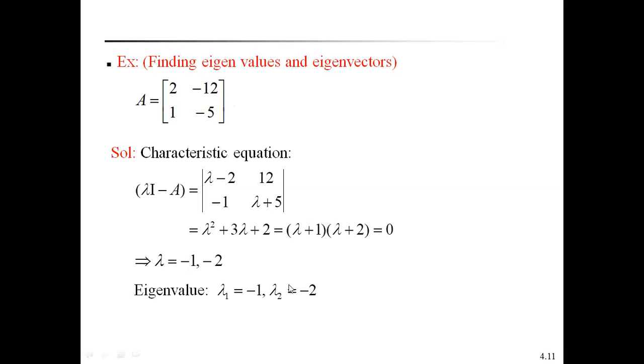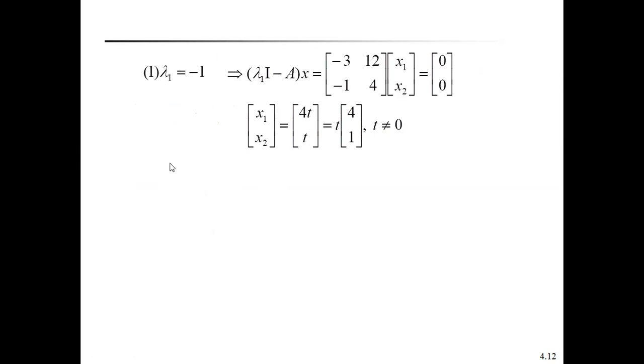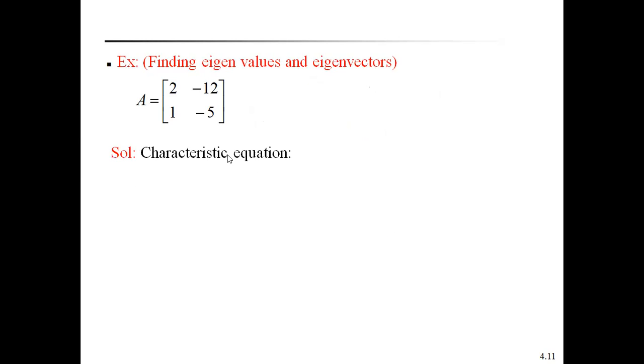Now to find the eigenvectors corresponding to these eigenvalues, lambda 1 equal to minus 1 and lambda 2 equal to minus 2, this is the way to find that equation, as already shown in the previous slide.